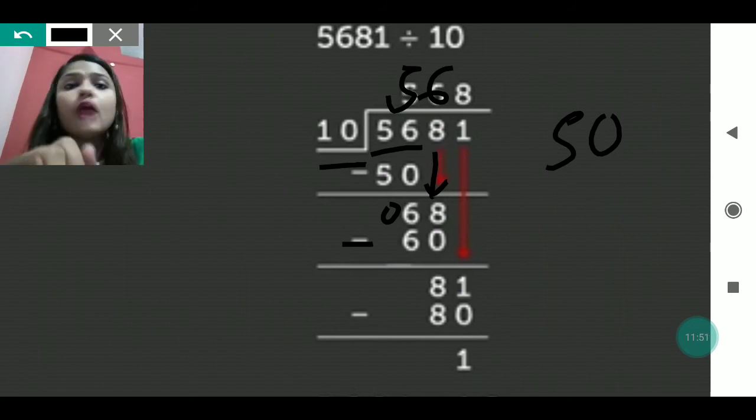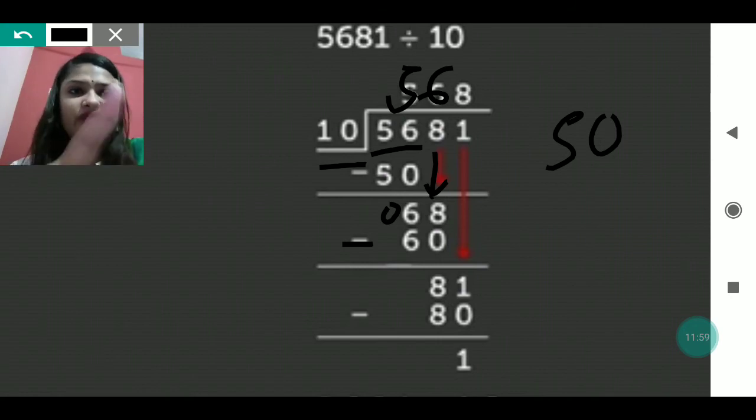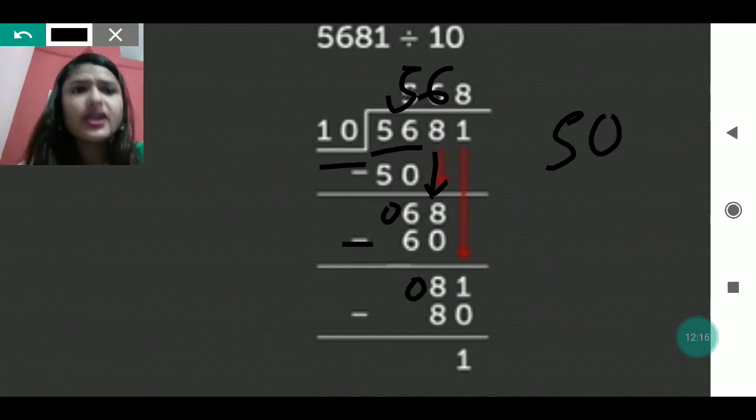Previously we got the 5 when we read the table of 10 5 times, then we got 50. How many times? 5 times. So that 5 we write upside, at the quotient column. In the same way, when we read the table of 10 6 times, we got 60. So we will write 6 in the quotient column and 60 downside just below 68. Now subtract it. 8 minus 0 will be 8 and 6 minus 6 will be 0 again.